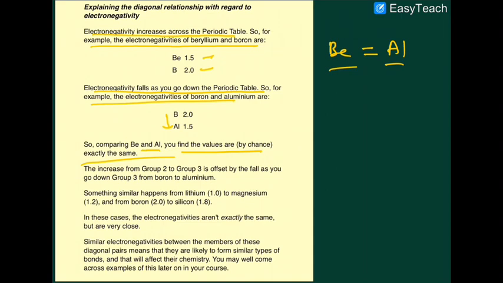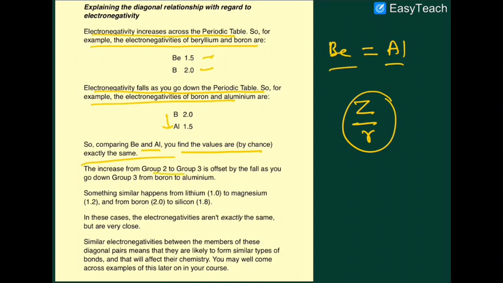So the charge by radius ratio of beryllium and aluminium will be the same. So they show what? Same electronegativity values. It means that beryllium and aluminium have the same ability to affect the electron cloud belonging to an atom. So similar electronegativity is the cause of what? It is the cause of diagonal relationship.